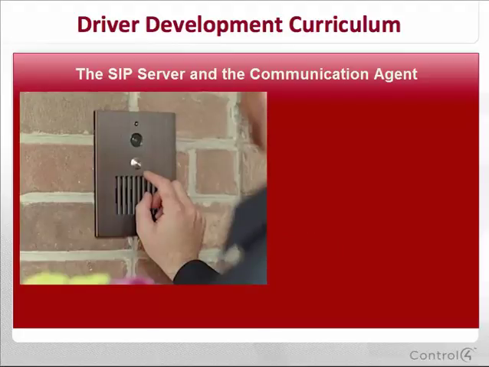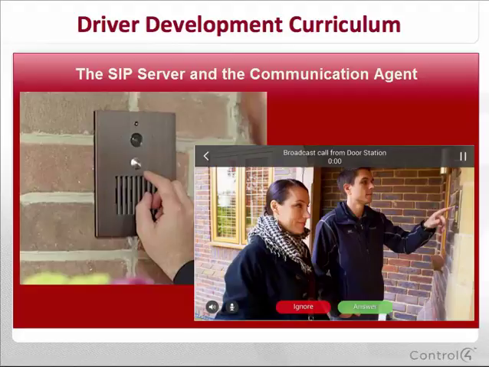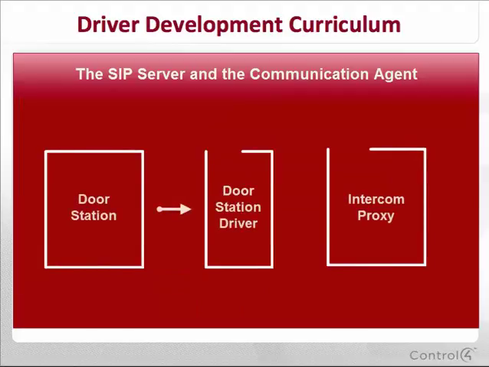Let's look at some high-level data flows to understand what happens when a user presses the doorbell button on the door station and a Control4 touchscreen inside the home subsequently handles the door station button press. When the button is pressed, a message is sent from the door station to the door station driver. In this example, the message is named outgoing call. It's sent within a DriverWorks API named received from network.